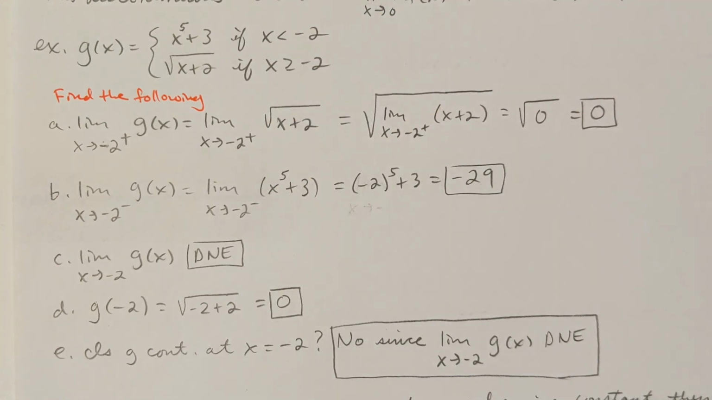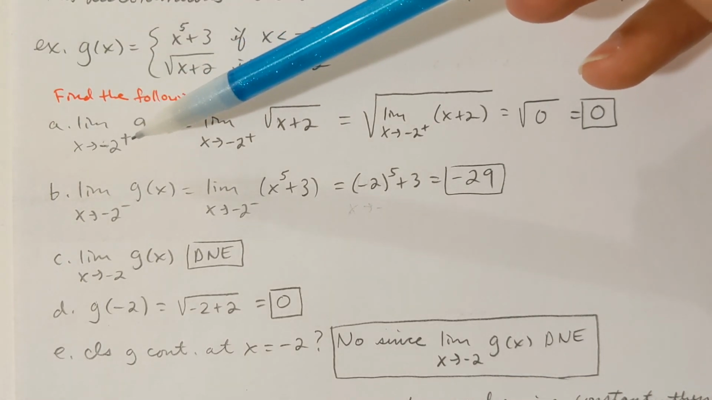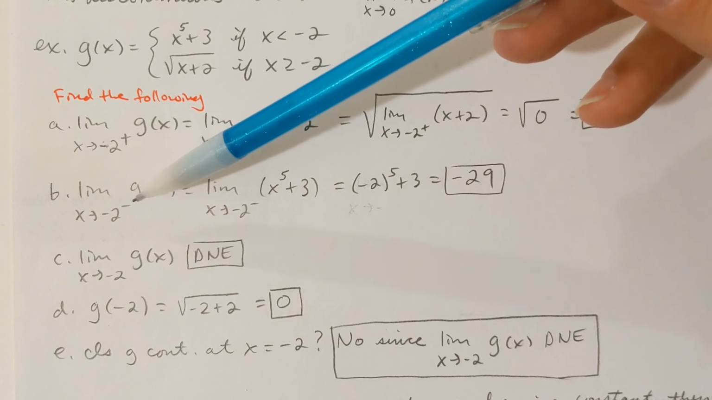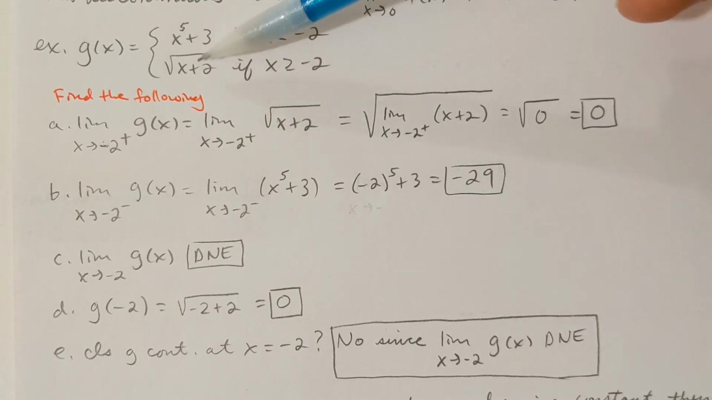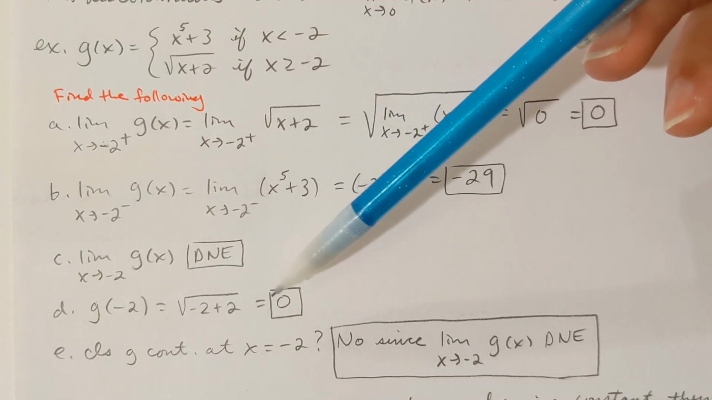Okay, part C, the limit as x approaches -2 of g of x, that does not exist. Since the limit as x approaches -2 from the right of g of x and the limit as x approaches -2 from the left of g of x are not the same thing. Okay, it depends on what side of -2 you're on. Part D, g of -2. Well, if you're using -2 and plugging in that number, you got to use piece 2 here, right? X is greater than or equal to -2. So I would just plug in -2 into piece 2 there, and I get the square root of 0 is 0.